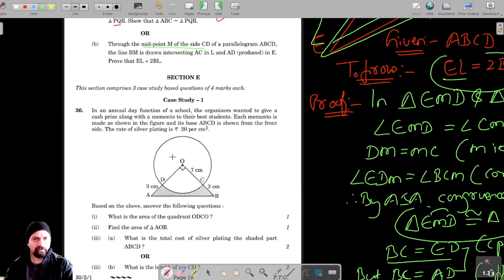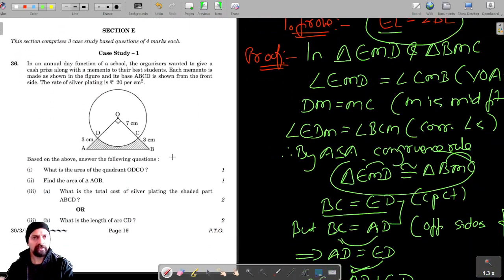So let's move on to section E, which has the case study questions.